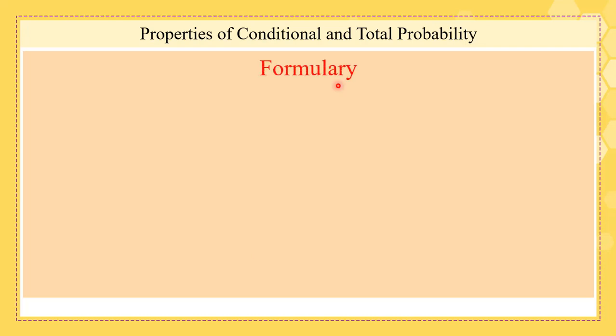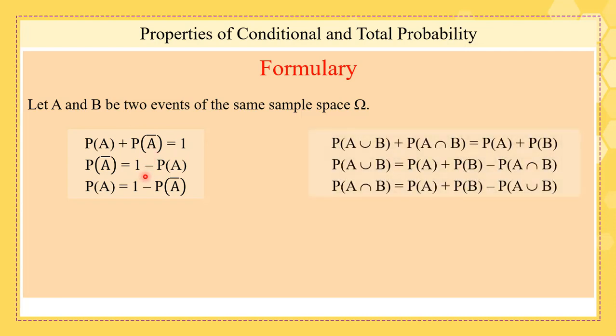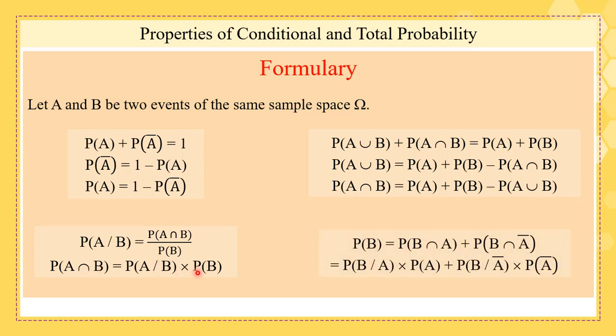Now, what are the formulas that we should know so far? A and B are two events of the same sample space. We should know that P of A plus P of A bar is 1 and its consequences. P of A union B plus P of A intersection B is P of A plus P of B and its consequences. We should know that P of A given B is P of A intersection B over P of B, and that P of A intersection B is P of A given B times P of B. And we should know the rule of total probability, which is P of B is P of B intersection A plus P of B intersection A bar.